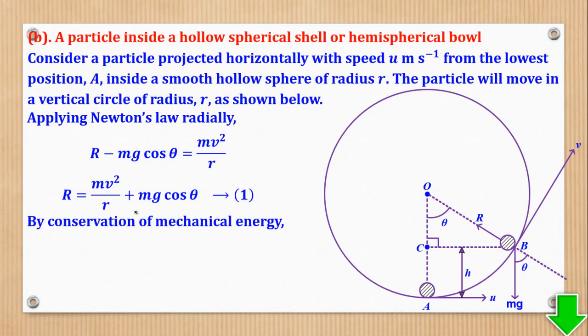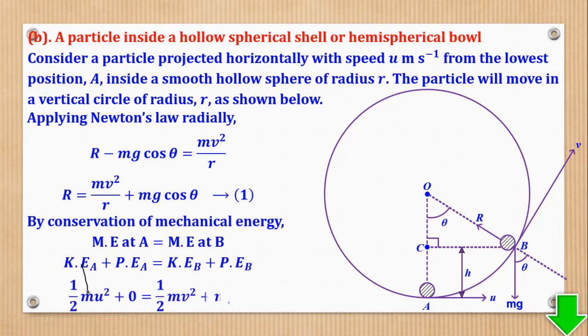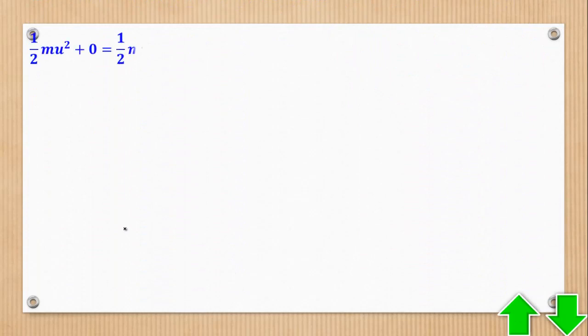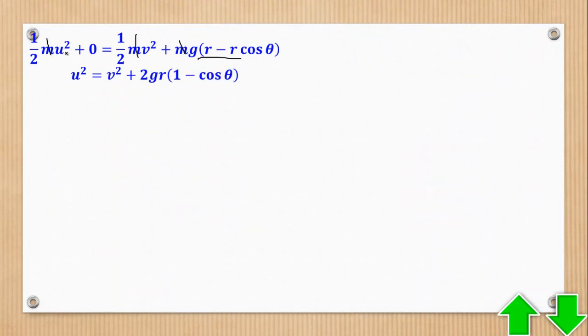Then by conservation of mechanical energy, the energy at point A is equal to that at point B. So come and get kinetic energy at A, potential energy at A, kinetic energy at B, potential energy at B. Then substitute for h, and then simplify, m will cancel, then multiply throughout by 2, come up with this and factorize out r. So making v squared the subject, you come up with that as equation 2.